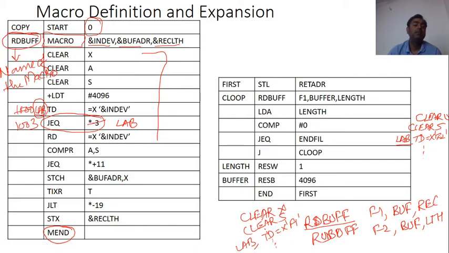So in macro, what we have to consider? Always we have to generate the unique labels. How we can generate the unique labels? That's why I have not written the label here.